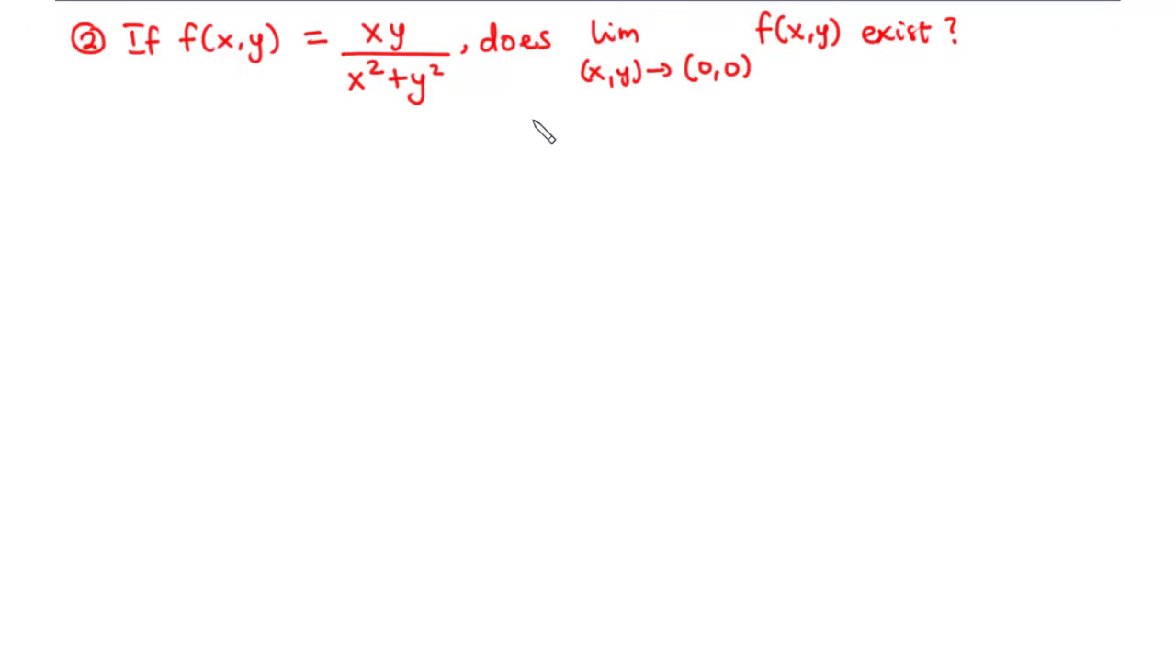That is our question. Again, let's try to solve this together. So as usual, we need to find the limits from two different directions. If they are not the same, then we basically conclude that the limit of the function does not exist. So first, we are going to let f of x comma y be equal to the function given, that is xy divided by x squared plus y squared.